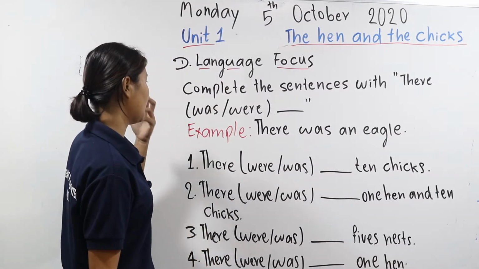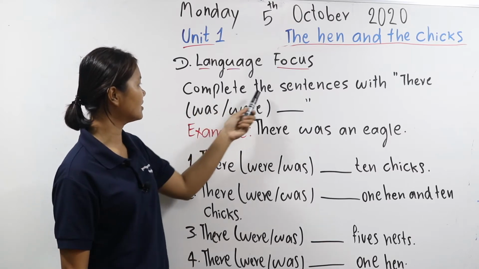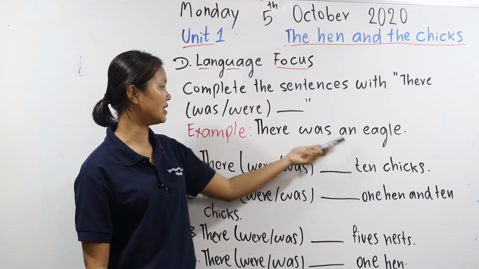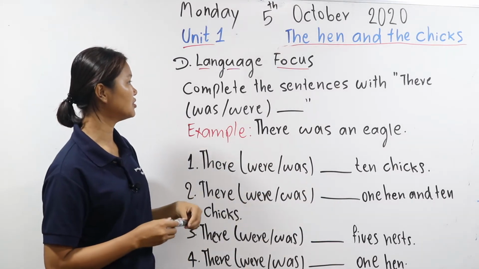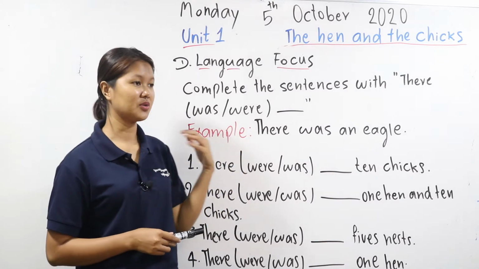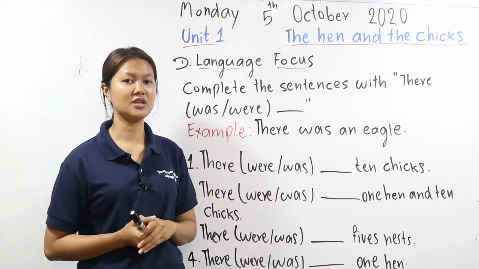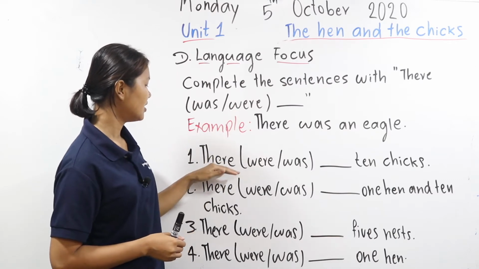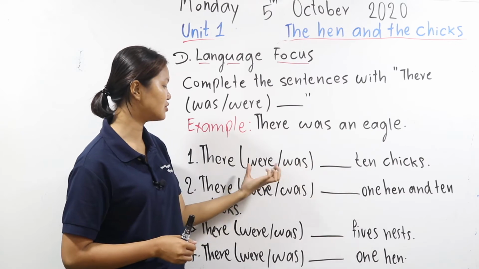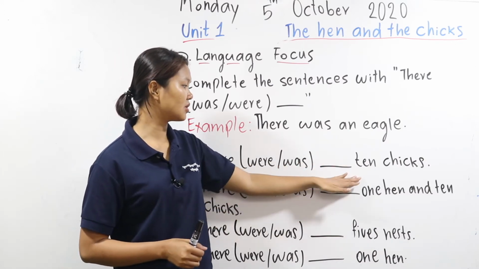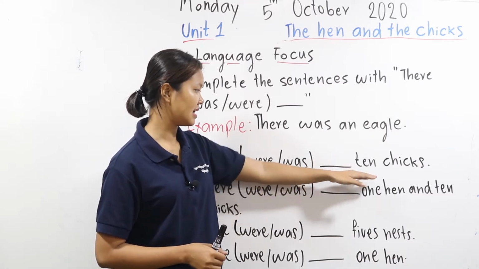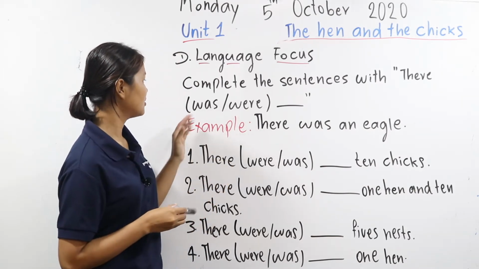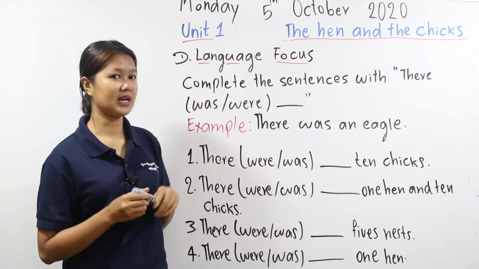So in this point, language focus, they said complete the sentences with there, was, or were. For example, there was an eagle. So we will learn how to use was and were with there. So there was or there were. Here is the easy point that you have to remember, when to use were or was. For example, here, there, was or were. In this blank, you have to choose the word were or the word was to complete this sentence, 10 chicks.